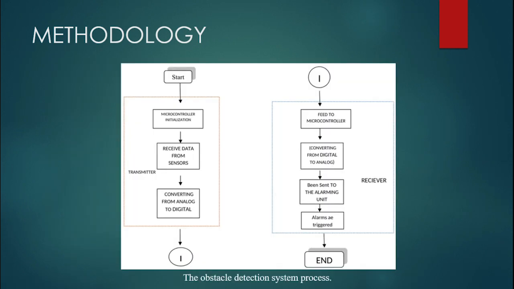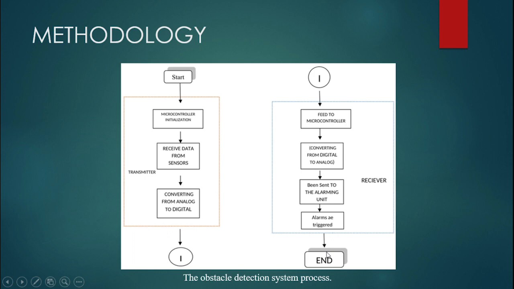And this is the flowchart of the obstacle detection summarized: the transmitter and the receiving end, microcontroller initialization, it receives data from the sensor, it converts it to digital, fits into the microcontroller, converts from digital to analog, and this is sent to the alarming unit, the alarm triggers, and that's the end of the process.